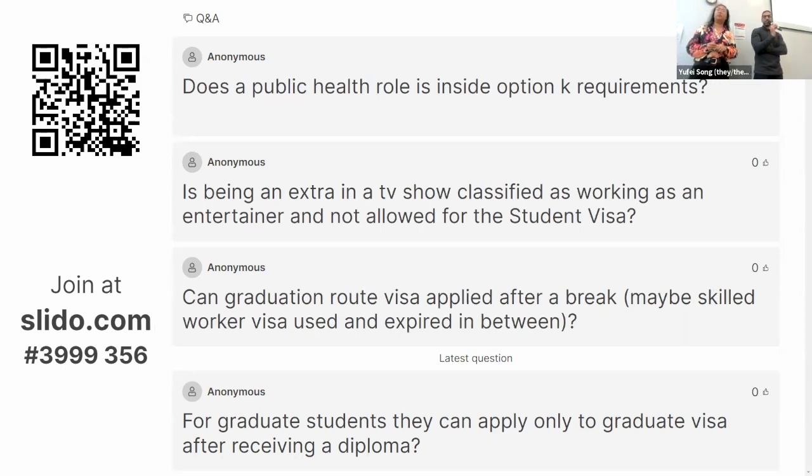A public health role, I assume it will be, but it depends on what sort of role it is. Just to let you know, in regards to option K, on the gov.uk website there's a list of jobs which are applicable for the health and care worker visa. So it might be worth looking on there. The link should hopefully be there, or if you go onto the pending skill occupations, that will take you to a list of health and care roles, and that public health role hopefully should be there.